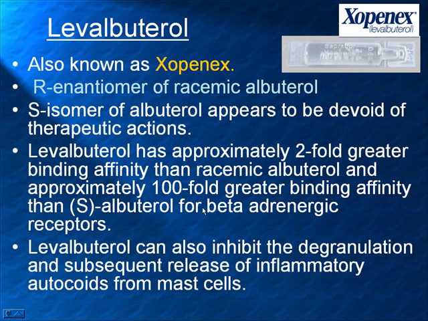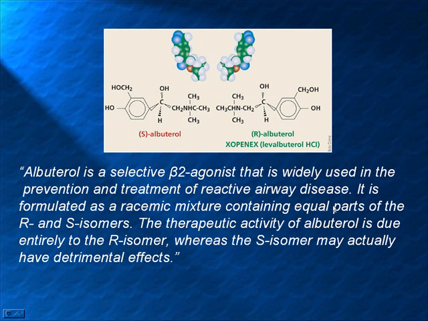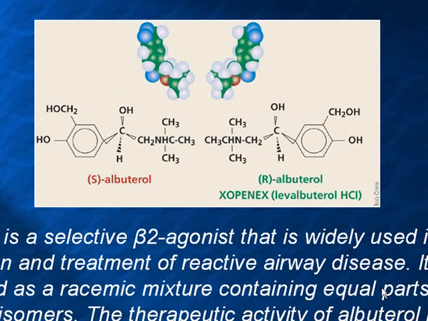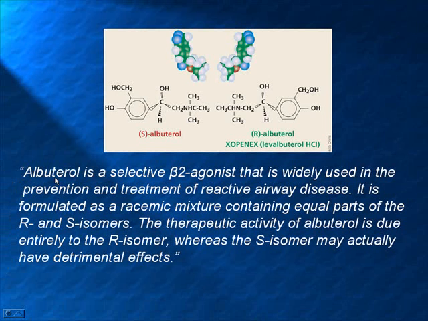Okay, so levalbuterol Xopenex sounds great, and if we look at the chemical structures, you can see on the left is the S isomer, and on the right is the R isomer, which is levalbuterol. And if we read this short excerpt here, albuterol is a selective beta-2 agonist that is widely used in the prevention and treatment of reactive airway disease. It's formulated as a racemic mixture containing equal parts of the R and S isomers. The therapeutic activity of albuterol is due entirely to the R isomer, which I covered already, whereas the S isomer may actually have detrimental effects.